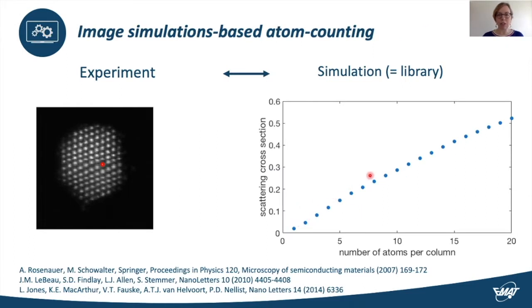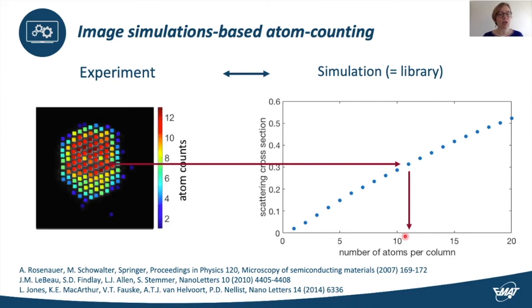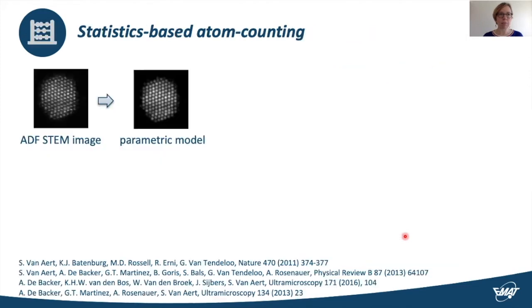Here you see the increase of scattering cross-sections with increasing number of platinum atoms in a column determined from simulated images. And the most straightforward manner for atom counting is to directly compare estimated scattering cross-sections with this simulated library. And this procedure is then repeated for each atomic column.